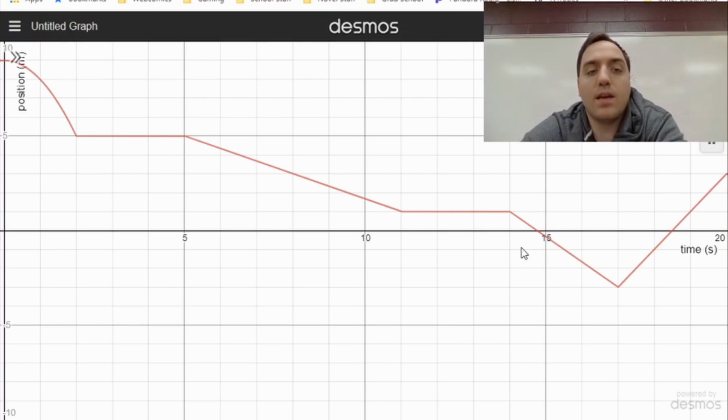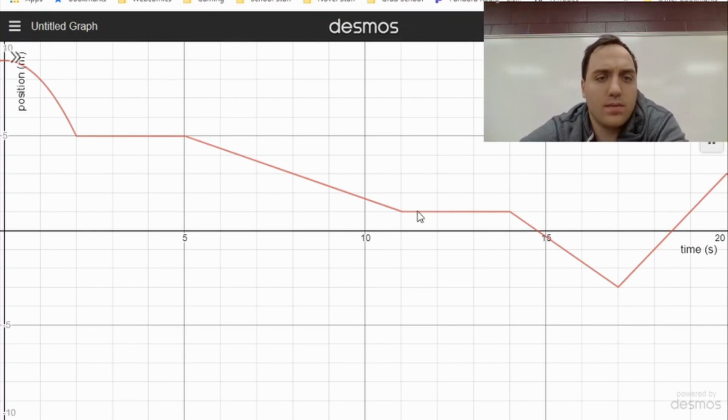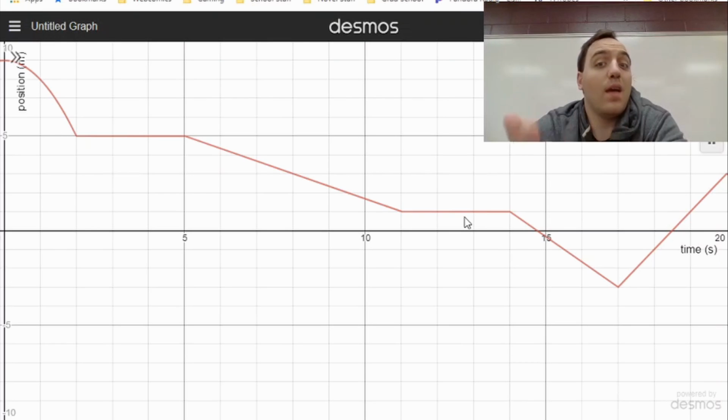Try one on your own. Let's go ahead and say, what's your displacement between 8 and 13 seconds? Okay, if you did it, you'll see that 8 is at 3 meters, and here you're at 1 meter, so 1 minus 3 is -2 meters. You moved, in that time frame, you moved back 2 meters.